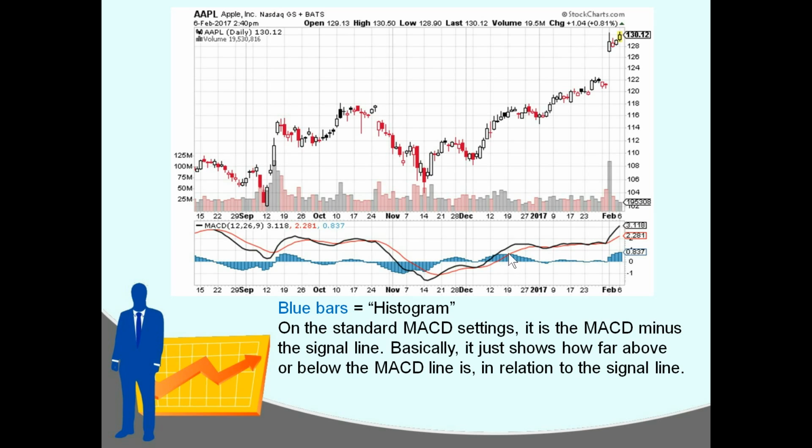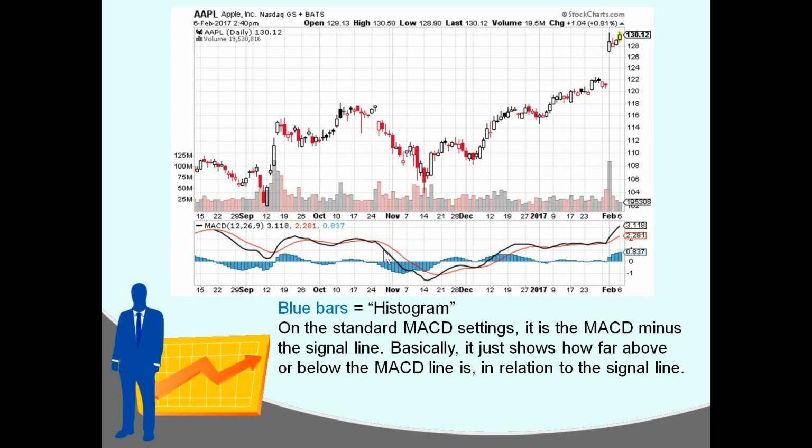Alright, so for example over here we can see that the MACD line is above the signal line. Okay? You can see over here they're about the same, and so the histogram shows that they're about the same. And then as the MACD line goes further and further above the signal line, the histogram grows taller and taller. Now over here we can see that the MACD line is about the same as the signal line, and so the histogram is flat.